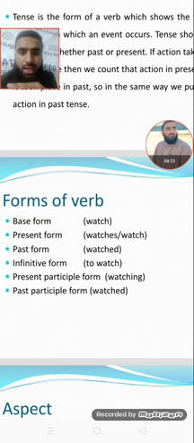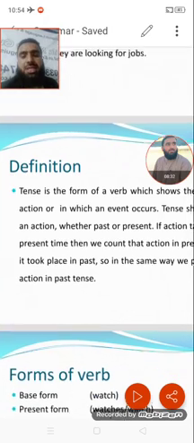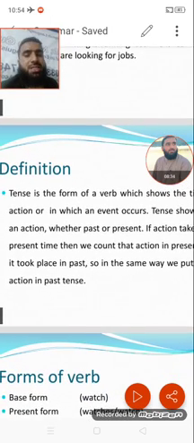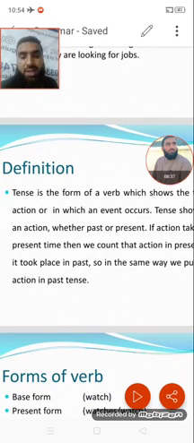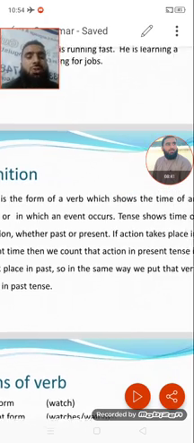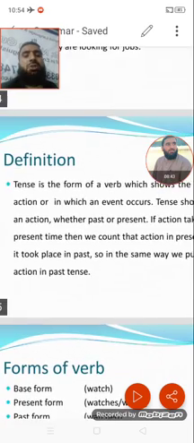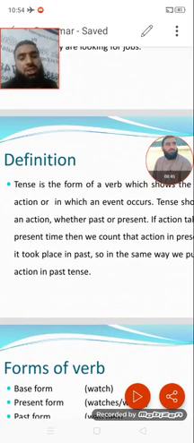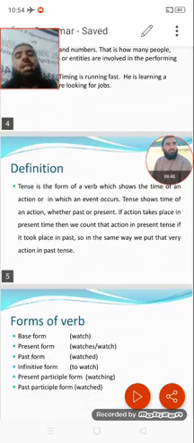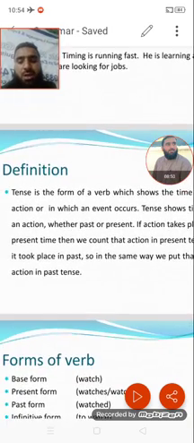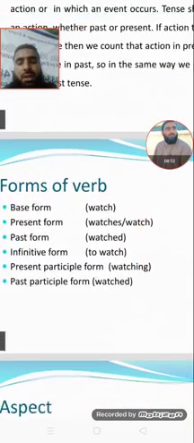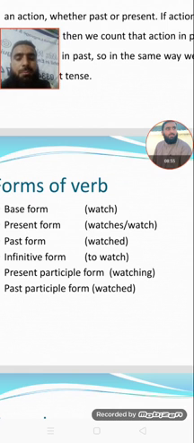These forms have different functions. We will explain in our next class, inshallah. So in today's lesson we have studied what is tense. Tense means time of an action. But what is the definition of tense? Tense is the form of a verb which shows the time of an action, or which shows the time in which an activity is going on, either past or present. For past tense we use past form of verb, and for present we use present form of verb.